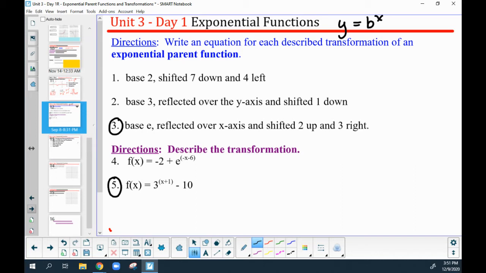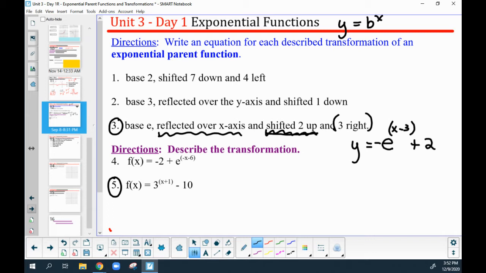Number 3 has a base of e, so we're going to start with y equals e as my base. It's reflected over the x-axis. That means up and down movement, range, outside the argument, negative. Shifted up 2, that's another range movement just like we just discussed. That's also outside the argument, so plus 2. The 3 to the right now is inside the argument. That means our argument is our power, so we think of the opposite of what we hear, and we're going to write x minus 3. So there is your equation for number 3. You just have to remember all those rules for transformations.